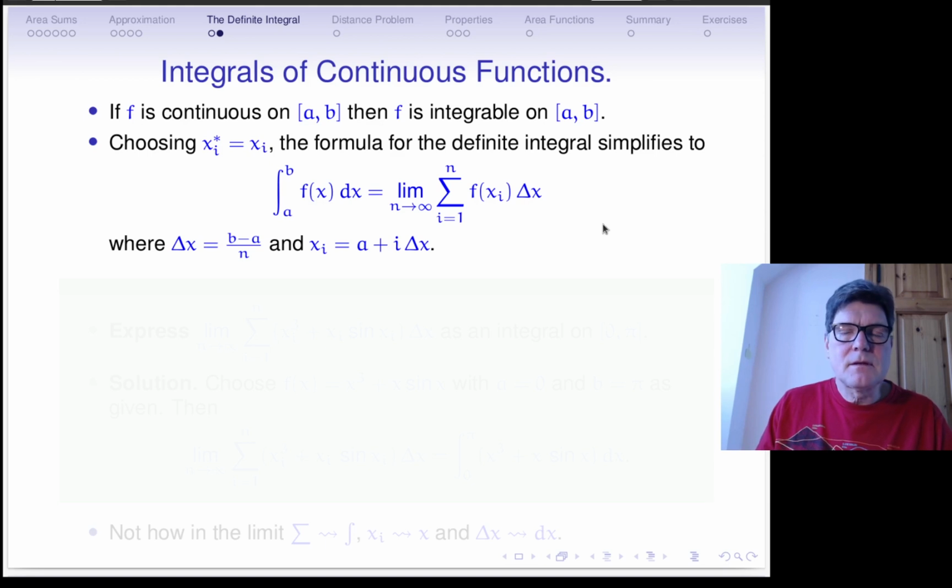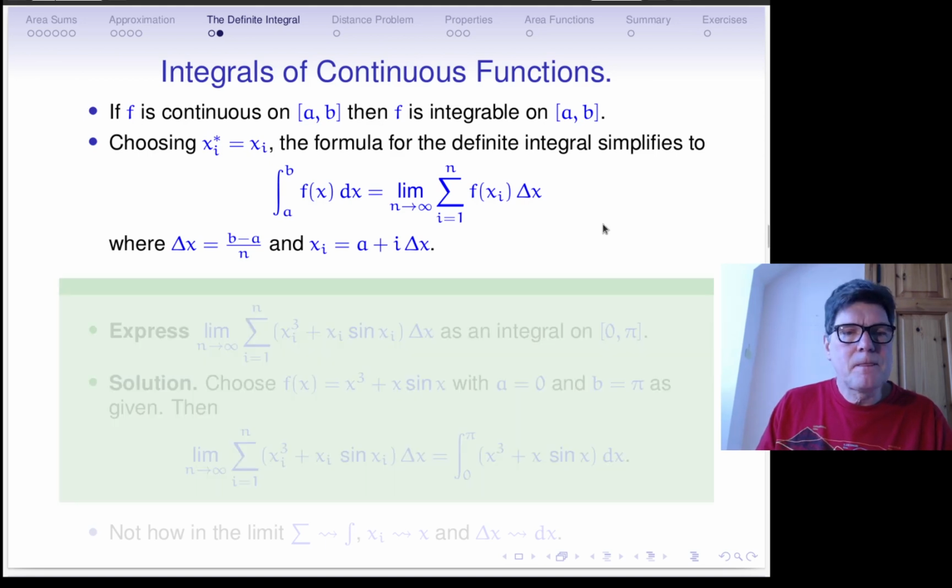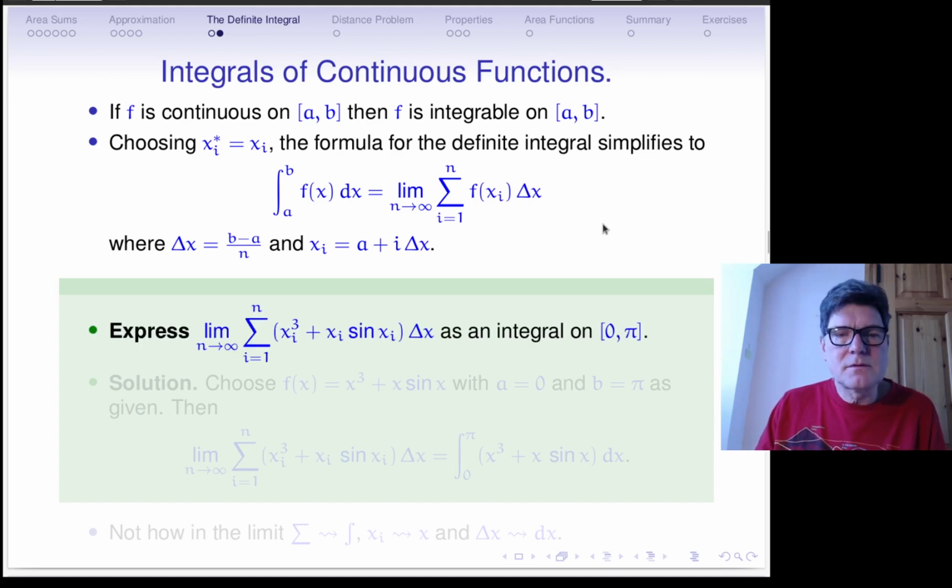Now that's the formula we'll be working with. So as an example, let's try and go the other way. Let's try and express this limit as n goes to infinity of a sum of n terms, where each term is xi cubed plus xi times sine xi, times delta x. Let's try and express this as an integral on the interval from 0 to pi.